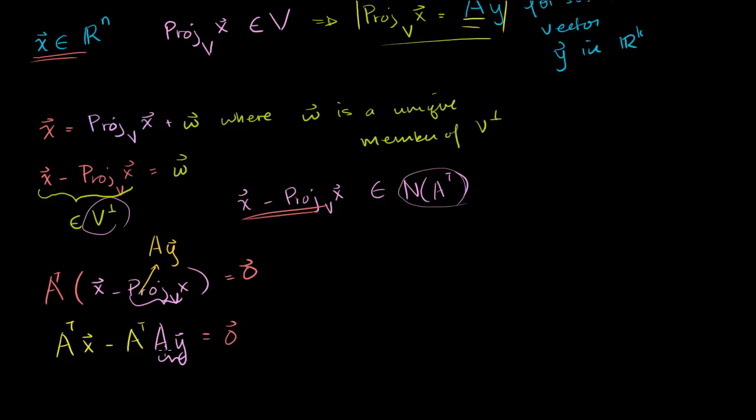And then if we add this to both sides of this equation, we get that A transpose x is equal to A transpose A times y. Now this is interesting. Now remember where we started off here. We said that the projection onto V of x is equal to Ay for some y that is a member of Rk. If we knew what that y was, if we could always solve for that y, then the projection of x would be well defined, and we could always just figure it out. Now, can we solve for y here?